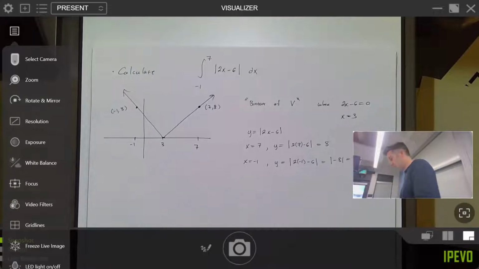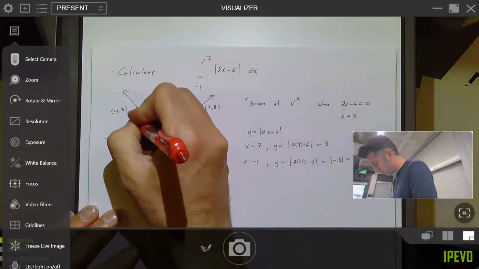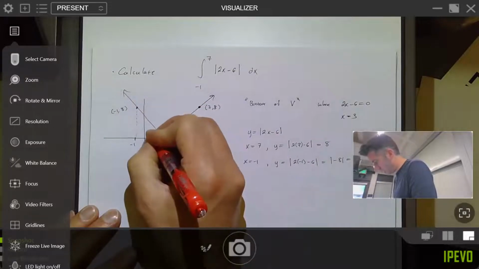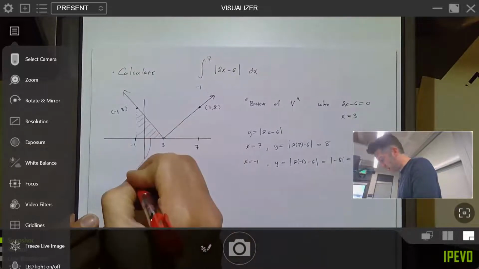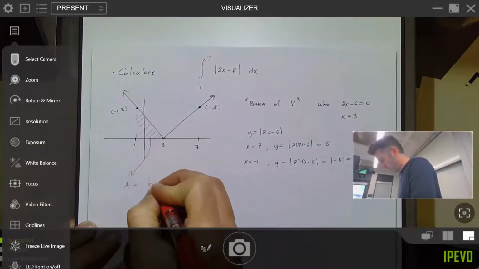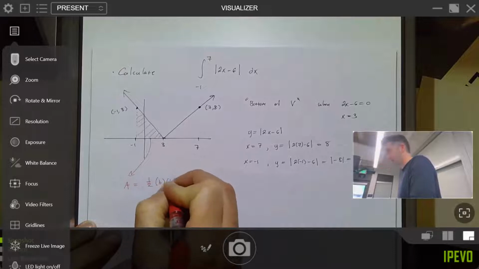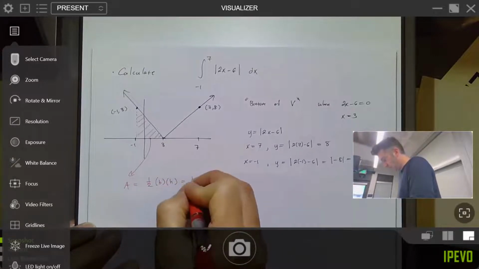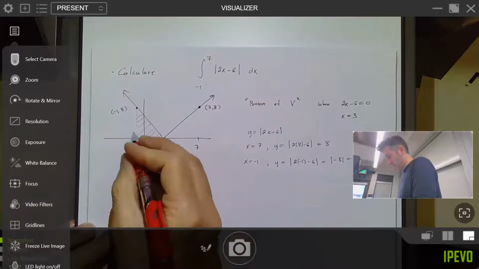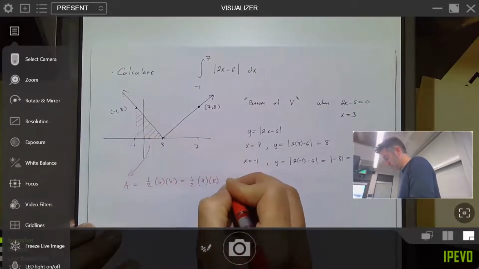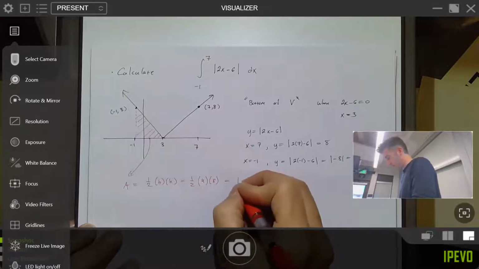Okay, fine. So we can find the area under this curve. Well, I know what that shape is. That's a triangle. That triangle has an area of 1/2 base times height, where the base is 4 and the height is 8. And that's going to be 1/2 times 32, which is 16.